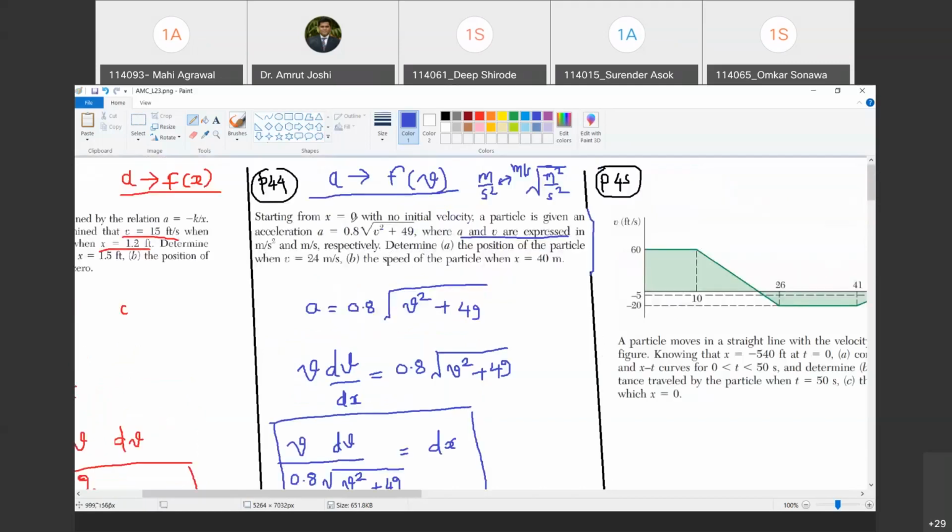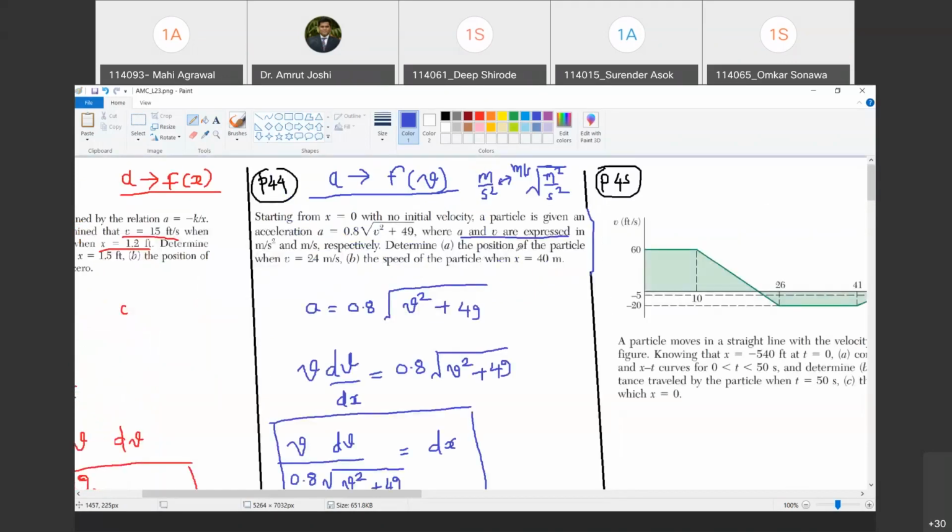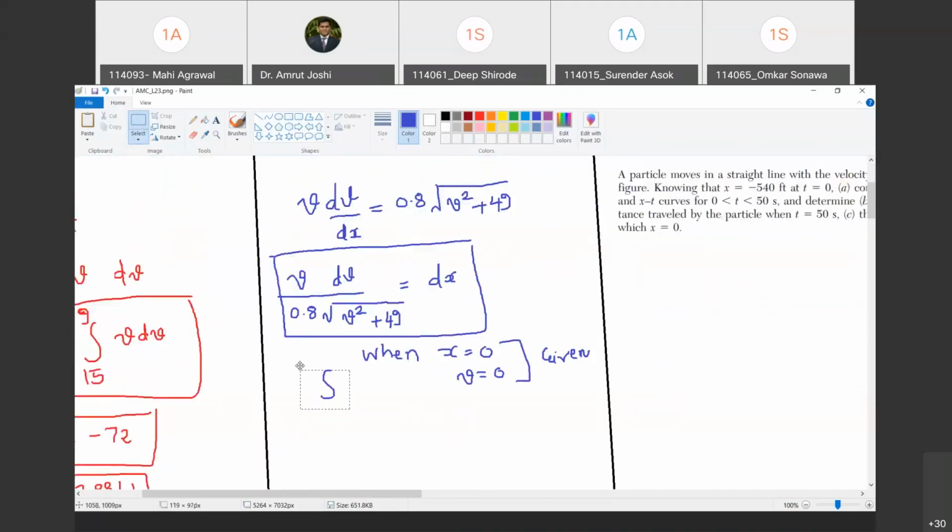Starting from x equal to 0 with no initial velocity. What does this mean? When x is equal to 0, it is given, when x is equal to 0, v is also equal to 0. Do you agree with me? Yes, sir. This is given in the problem. And what you have been asked: find out the position of the particle when v is equal to 24 meter per second. Do you agree with me?